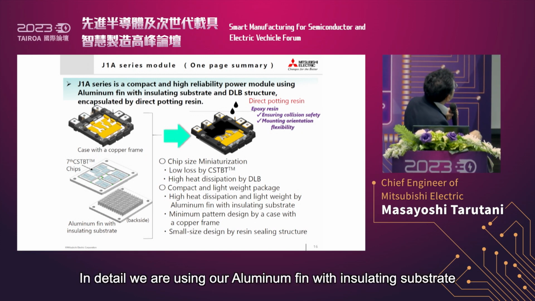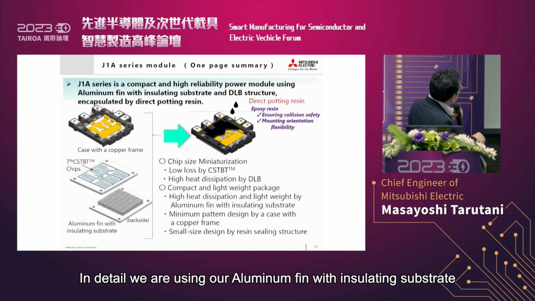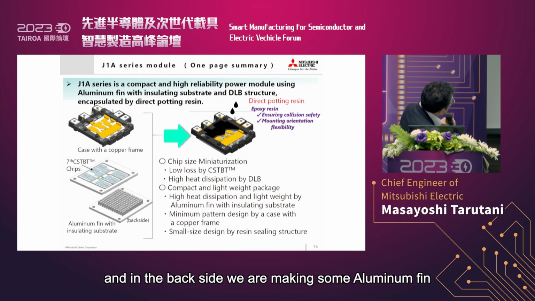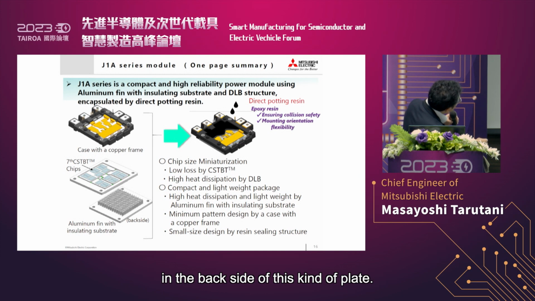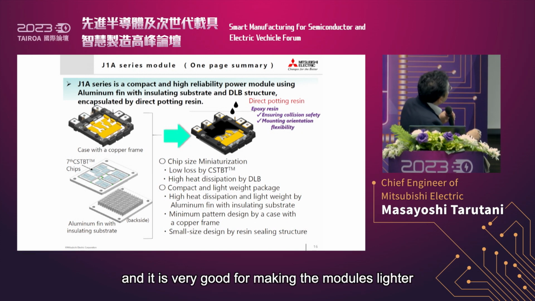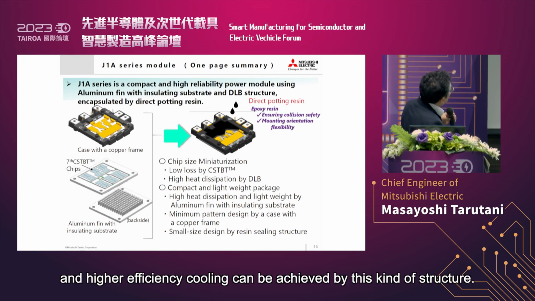So, in detail, we are using an aluminum pin fin with an insulating substrate. This is the top side of our base plate substrate, and on the back side, we make aluminum pin fins on the backward side of this plate. This is a newly adopted technology for the J1A, and it is very good for making the module lighter, and high efficiency cooling can be achieved by this kind of structure.